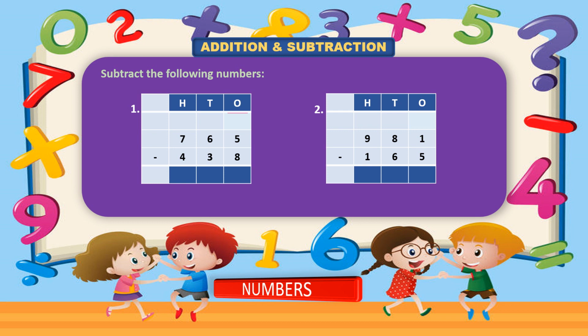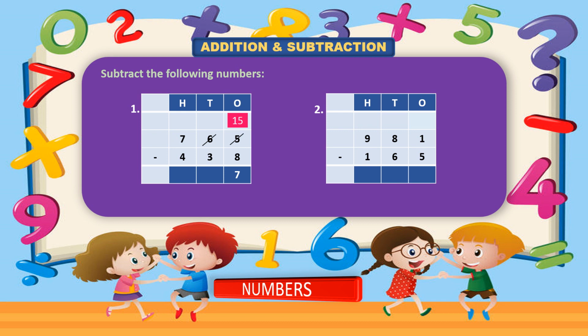Few more examples for subtraction with regrouping. The first sum is 765 minus 438. First, subtract ones place. Here we cannot subtract 8 ones from 5 ones. So we take 1 ten from 6 tens and regroup it. Then 10 ones, add it to 5 ones. Now we have 15 ones. Subtract 15 ones minus 8 ones is equal to 7 ones.